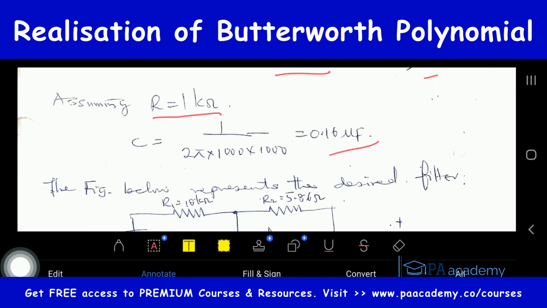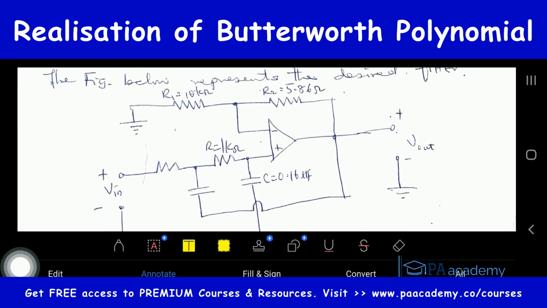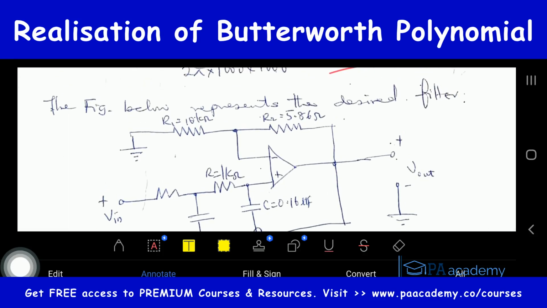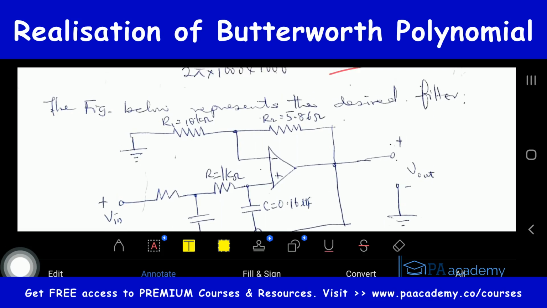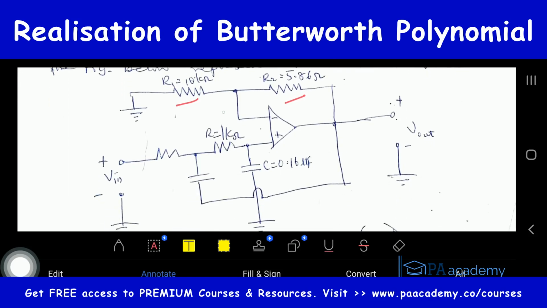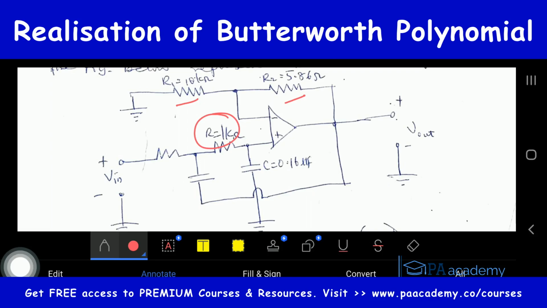Now we've gotten the major values that we need, and this is what the diagram will look like for the Butterworth filter. You can see this is our R1 that we assumed, 10 kilo ohms, and this is the R2, which is the 5.86 kilo ohms. Then this is the 1 kilo ohm that we used in getting the value of the capacitor, and this is the value of the capacitor right here. So that's the solution to the first question.